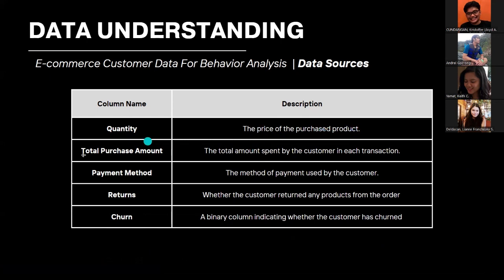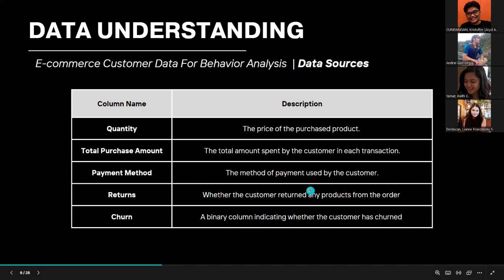Then we have the total purchase amount, which is the amount spent by the customer for each transaction, and the payment method, which was the customer's selection of which payment method is going to be convenient to him or her. Then returns, which indicates if the customer has returned any of the products from the order, and churn, which is the binary column to indicate whether the customer has churned or not.